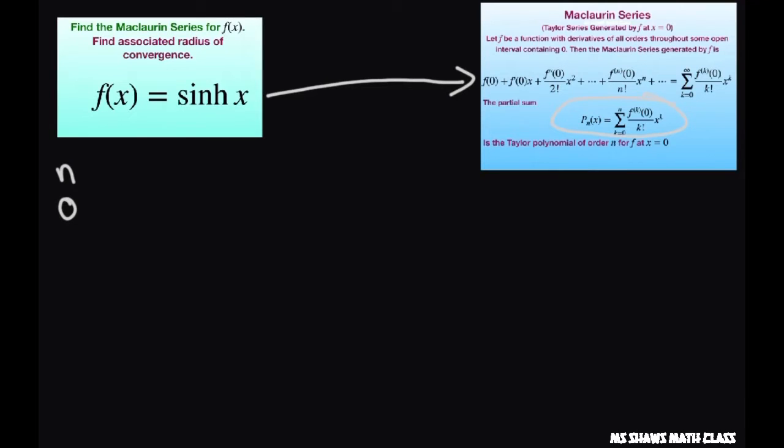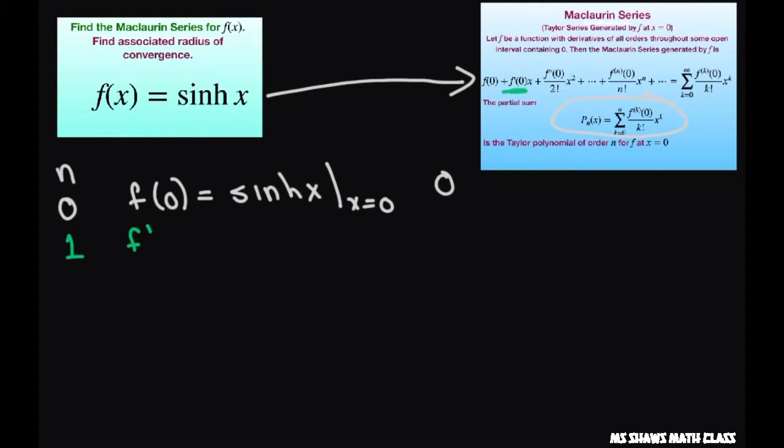So at first, let's just use 0. We have f of 0 equals hyperbolic sine of x, and you evaluate that at x equals 0, and that equals 0. Okay, so for 1, our first derivative, of 0, that equals hyperbolic cosine of x, and evaluate that at x equals 0, we get 1. Let's try 2.